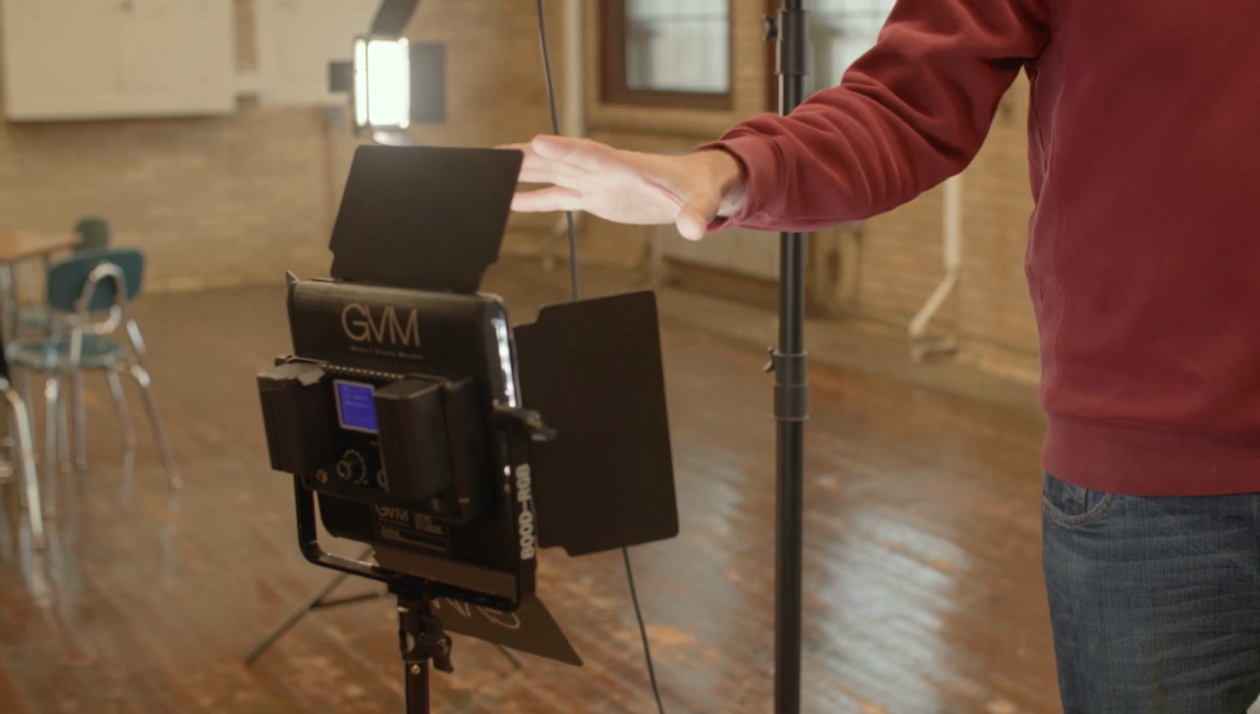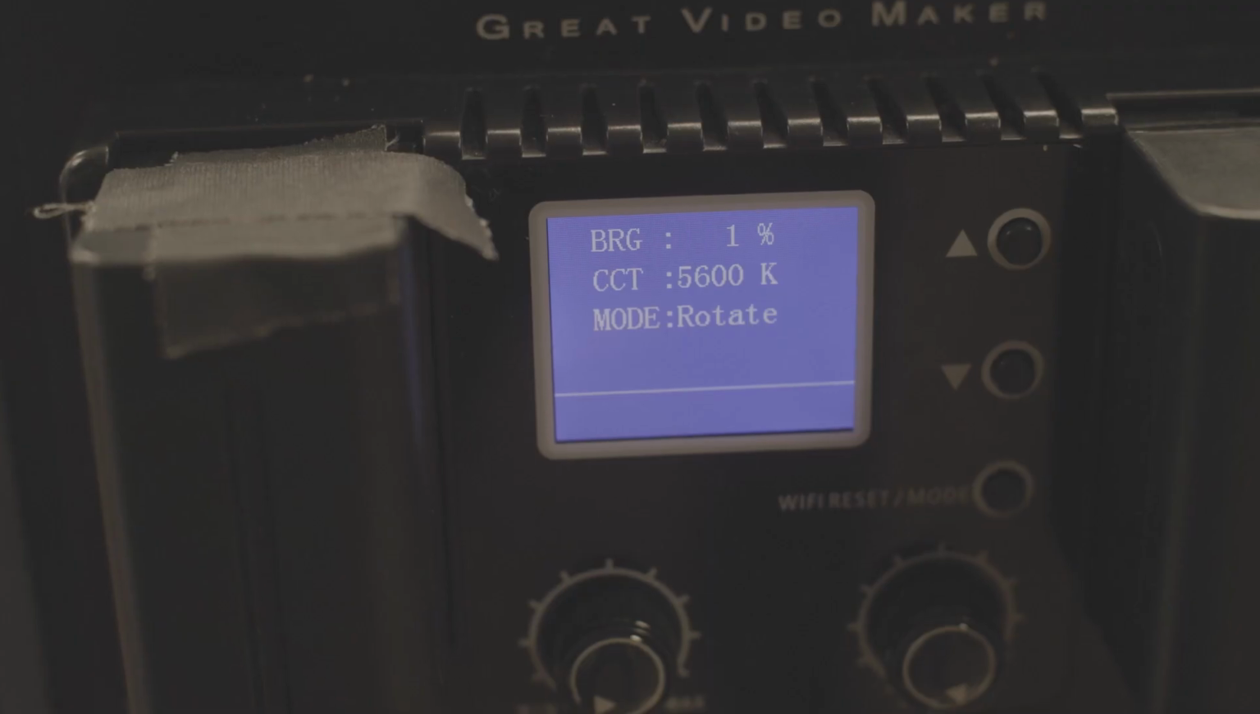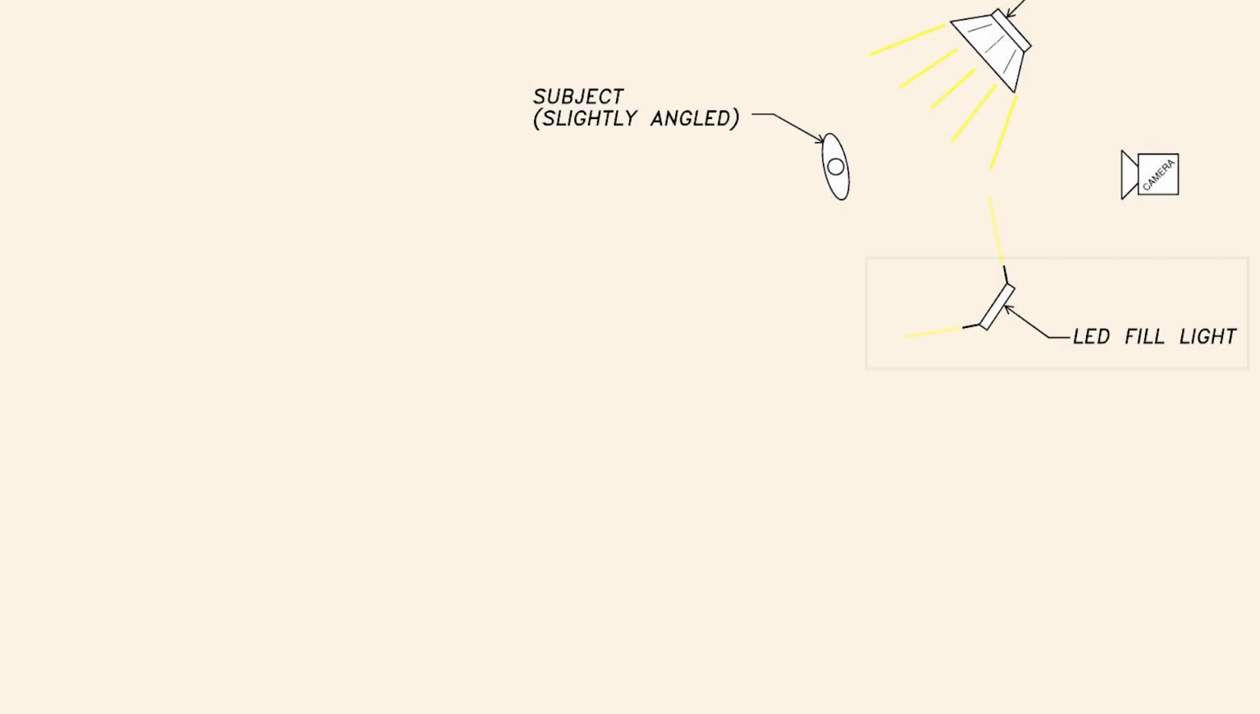Because it wasn't wrapping quite enough, we added an additional fill light. So we have this LED panel that's also set to daylight, 5600 Kelvin, and this is set up opposite of our key light so that it is filling in some of the harsher shadows that we were getting on our subject's darker side of the face.